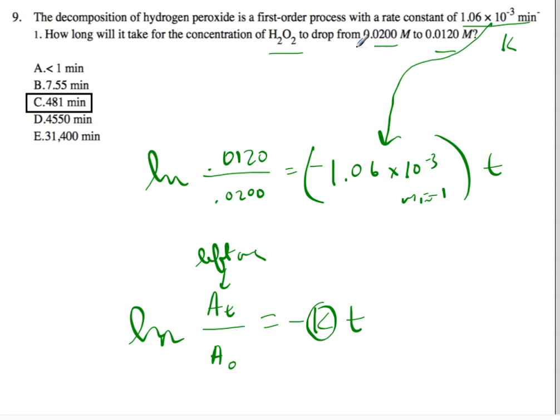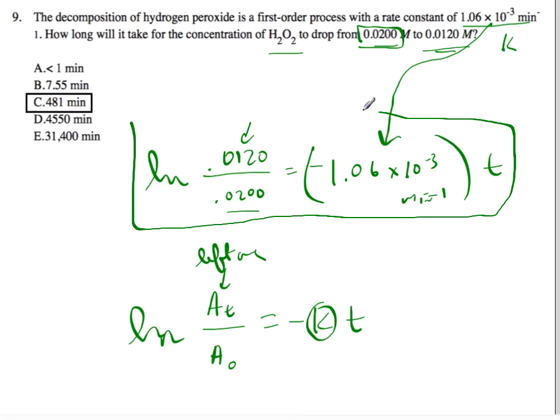They tell me my concentration, that's my initial concentration, is going to go on the bottom, 0.0200. My leftover concentration is going to be 0.0120, goes on the top. And mathematically, you just plug that into your calculator and solve for time. The units for k are in minutes. Notice your answer choices are in minutes, so you don't have to worry about the units. 10.